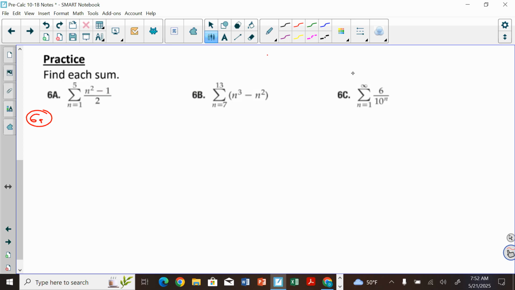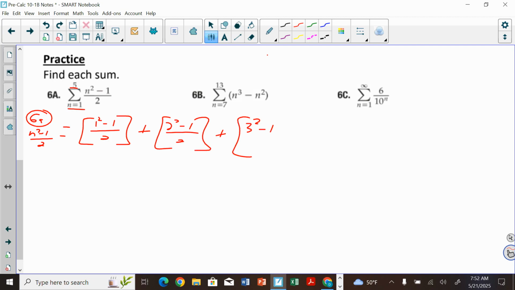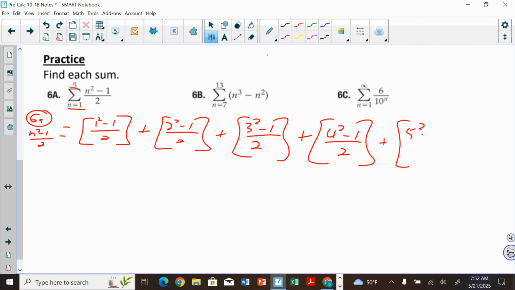So we know we have to take n squared minus 1, and we have to do from 1 to 5. So we have to do 5 terms. So that's going to be equal to n squared minus 1 over 2. Okay, so it'll be 1 squared minus 1 over 2 plus, now we've got to do 2, 2 squared minus 1 over 2 plus 3 squared minus 1 over 2 plus 4 squared minus 1 over 2 plus 5 squared minus 1 over 2.